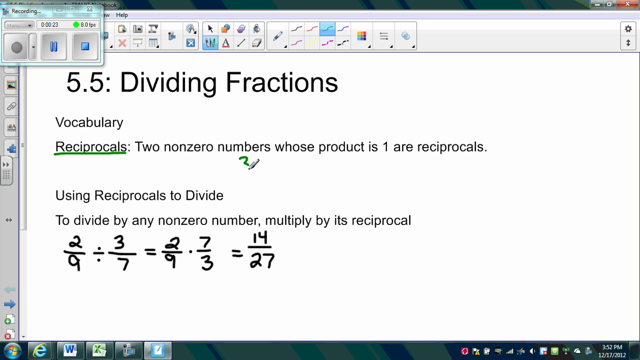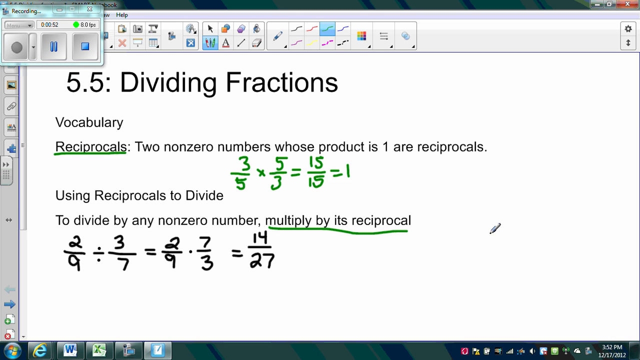So for example, if you had 3/5, the reciprocal is 5/3. Because when we multiply these together, we end up with 15 over 15, which equals 1. So these two are reciprocals of each other. So in order to divide fractions, we multiply by its reciprocal. It's really easy. If you know how to multiply fractions, you're going to be able to divide fractions.